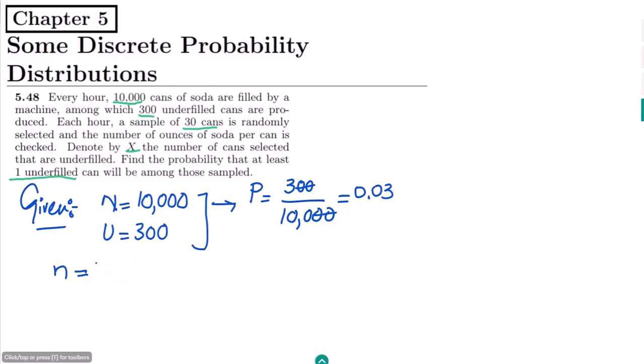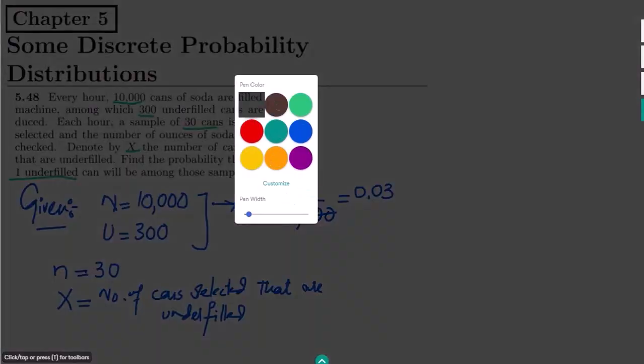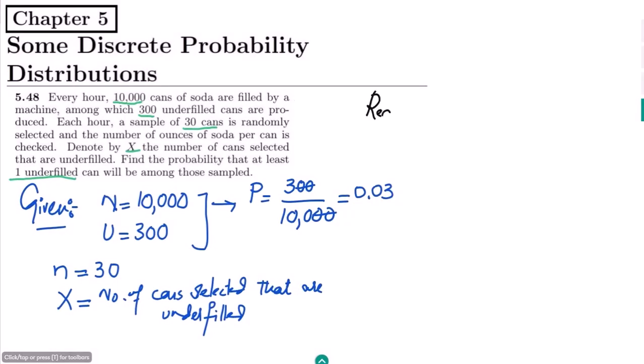Each hour a sample of 30 cans is randomly selected, so n is 30, and X is the number of cans selected that are underfilled. So what do we have to find out here? Let me write the required data. We want to find the probability that X is greater or equal to 1.